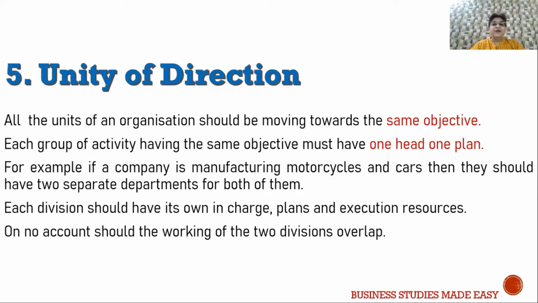For example, if a company is making automobiles and they're making motorcycles as well as cars, then there should be two separate divisions, one for motorcycles and one for cars. And at no time, in no case, should the work of both the divisions be overlapping. You cannot have one manager looking after cars and motorcycles both. This is unity of direction.